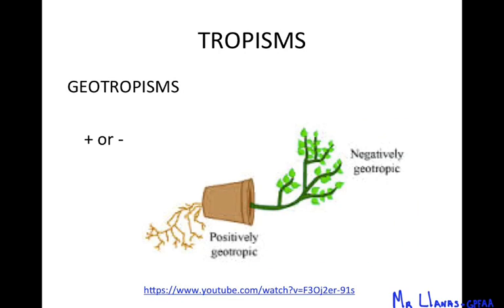Okay, another tropism is called geotropism, and this is how plants respond to gravity, just like we said earlier. Positive geotropism is roots going down because of gravity and stems growing up because of gravity. Okay, and that's positive. The roots would be positive geotropism. The stems are negative geotropism.